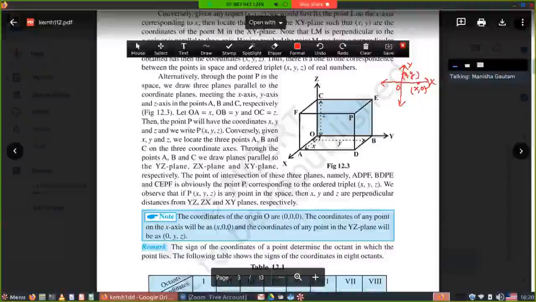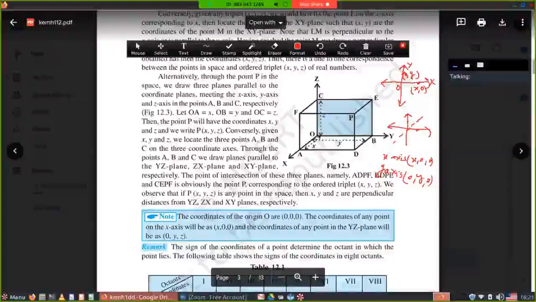Now, if I talk about three-dimensional geometry, if three mutually perpendicular lines intersect each other, then what are the coordinates of a point which is lying on the x-axis, y-axis, and z-axis? If the point is lying on the x-axis, it means x will be there and y and z both will be 0. If the point is lying on the y-axis, then y will be there and x and z are 0. On the z-axis, if the point lies, the coordinates will be 0, 0, z.